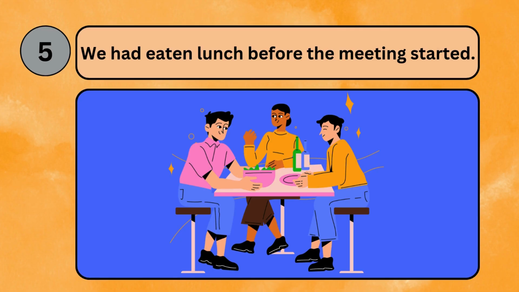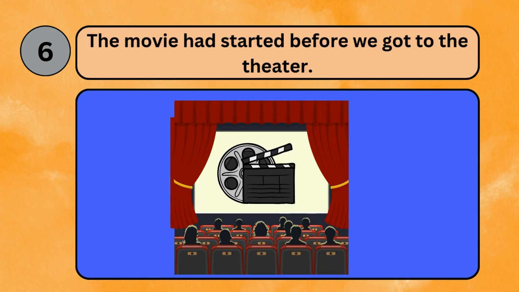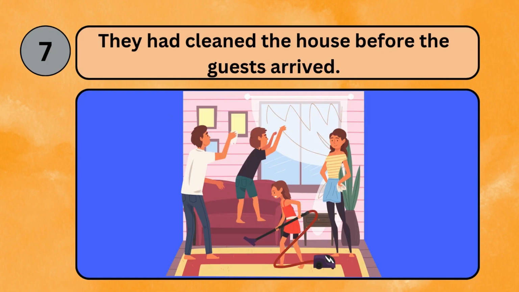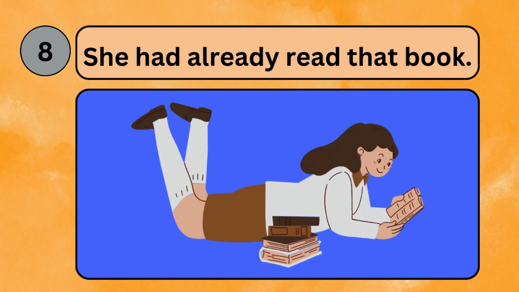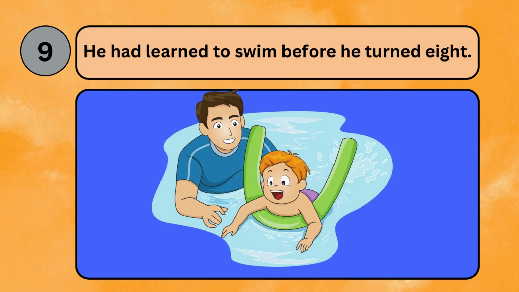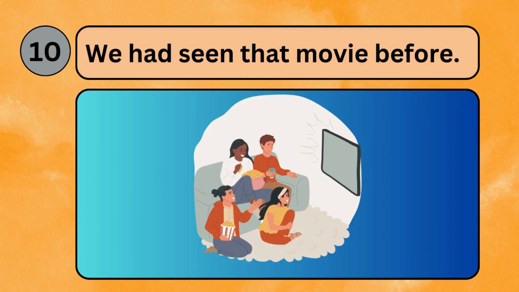We had eaten lunch before the meeting started. The movie had started before we got to the theater. They had cleaned the house before the guests arrived. She had already read that book. He had learned to swim before he turned 8. We had seen that movie before.